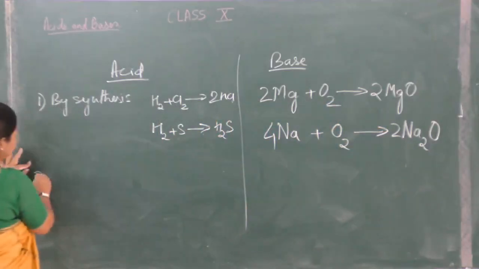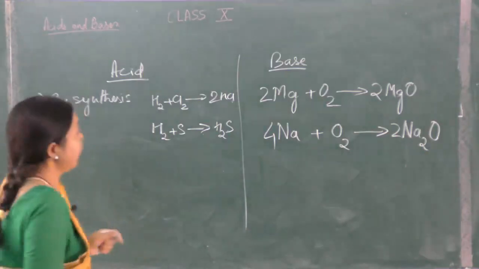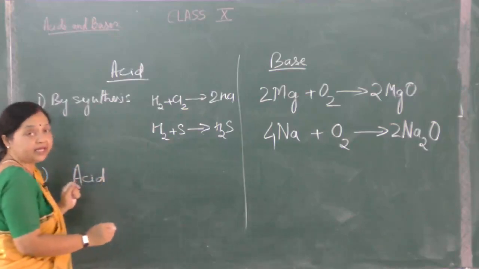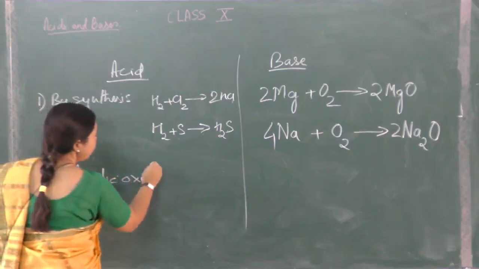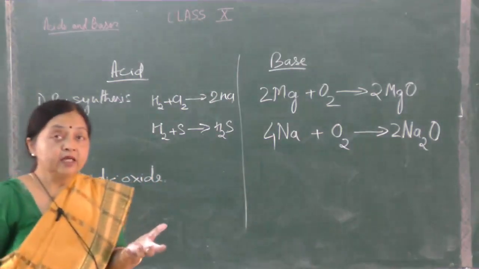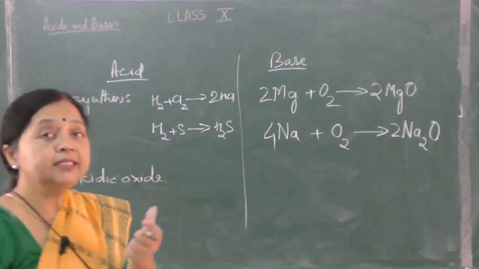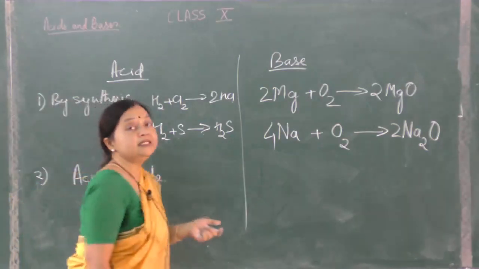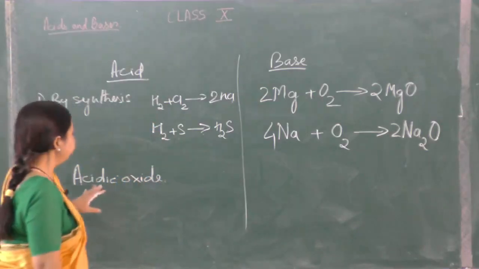Next is acidic oxides dissolved in water. Acidic oxides or non-metallic oxides. Now, all non-metallic oxides are not acidic oxides, like carbon monoxide. Like NO or CO, nitrogen monoxide or carbon monoxide, these are neutral in nature, so they do not form acids.